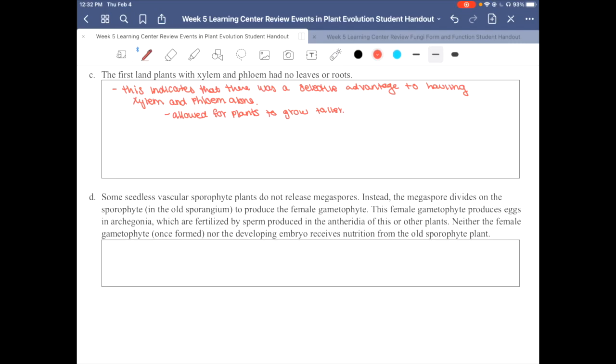So this shows us how the stage could have been set for the evolution of a seed, and it was dependent on the sporophyte plant.